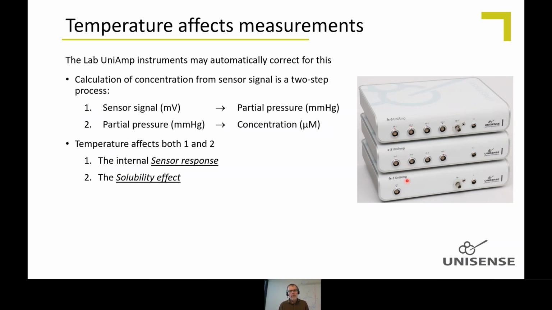We do the calculation when we convert a sensor signal to a concentration in two steps. First, we convert the sensor signal to a partial pressure, and then the partial pressure is converted to a concentration. The temperature affects both of these processes. The first one is called the sensor response, the electrochemical and diffusive effects on the sensors. The solubility effect is the second, because the ratio between partial pressure and concentration changes with salinity and temperature.